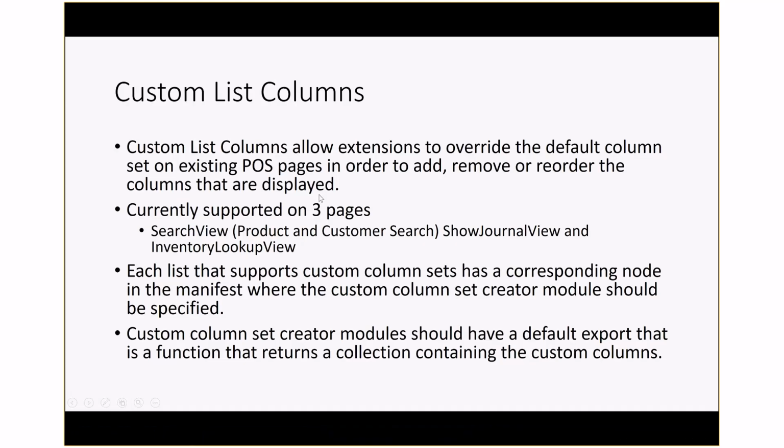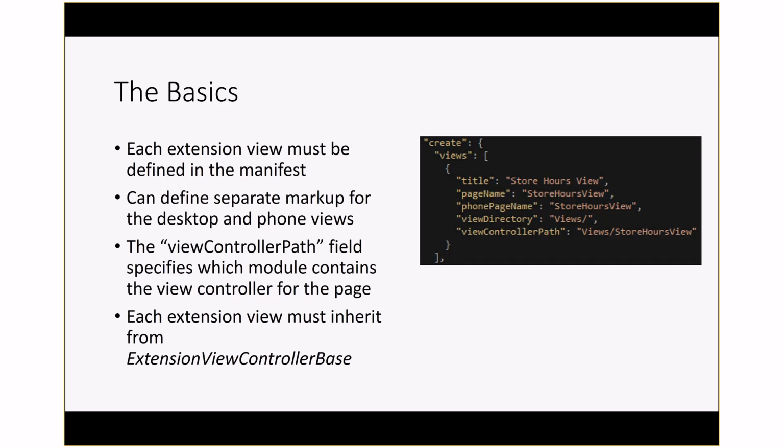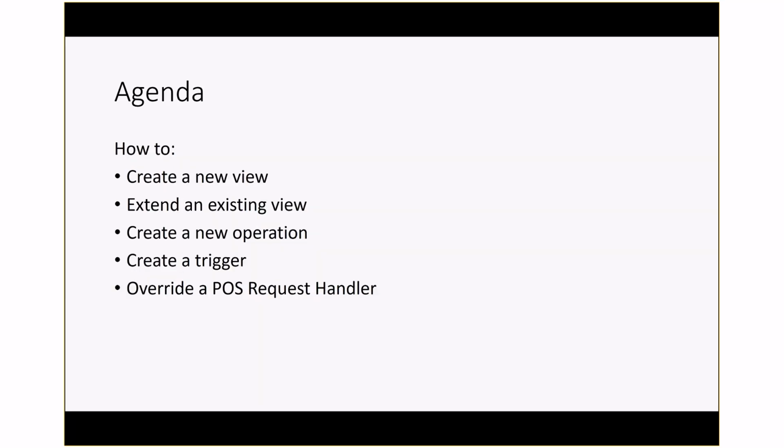So basically, today we covered how to, let me go back to the agenda slide. We covered how to create a new view using our store sample, and then how to extend an existing view using the show journal sample, how to add a custom column and app bar button. And then for creating a new operation, we used the store sample, which talks about how to create the new operation. Similarly, for the trigger, we used a different sample, the suspend transaction receipt sample. And then last, for the override POS request handler, we covered overriding the payment request.